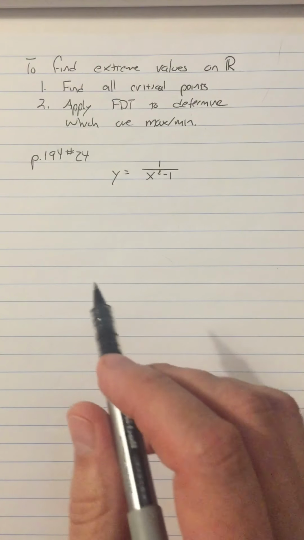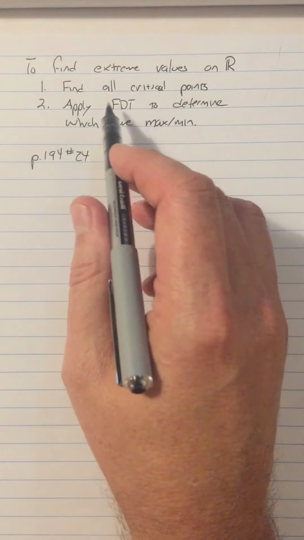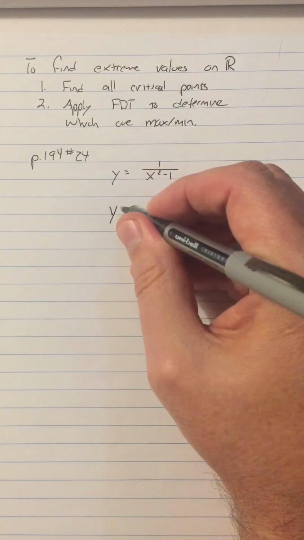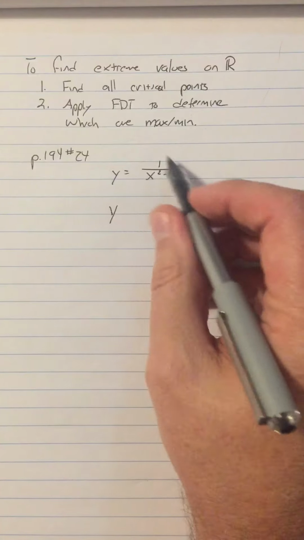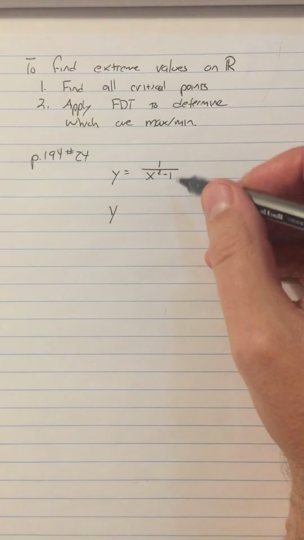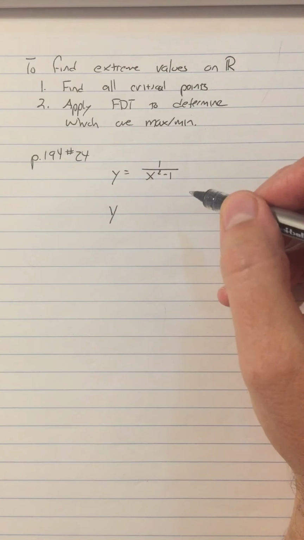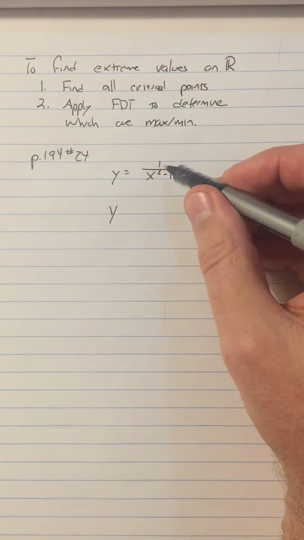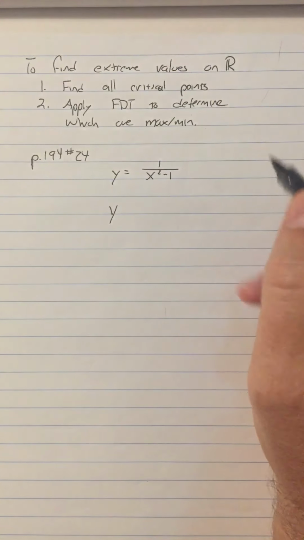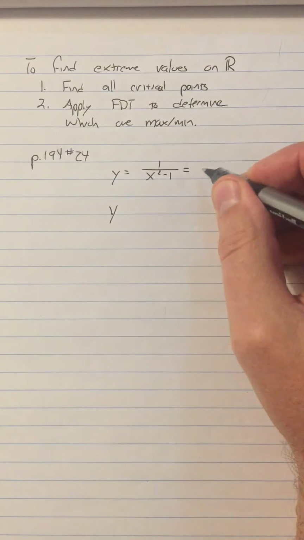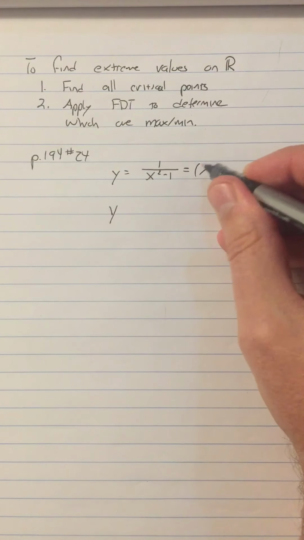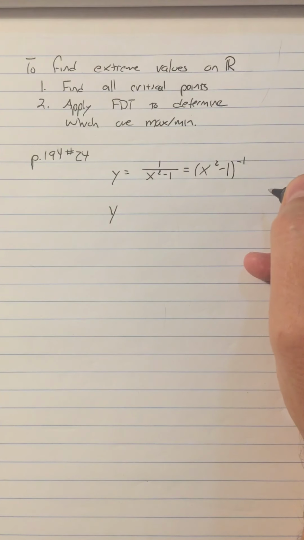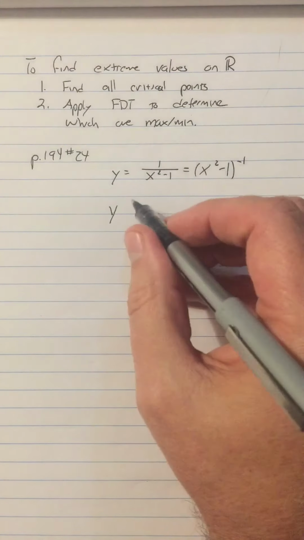All right, so to find all the critical points, it starts by finding the derivative. So y prime. Let me say something about finding this derivative. Do you think we need quotient rule to do this? A lot of people would start using quotient rule because it looks like a quotient, but if you think about it, because the numerator is just a constant, it will be much easier to rewrite y as x squared minus 1 to the negative 1 power, and then use the chain rule. So that will be much easier.